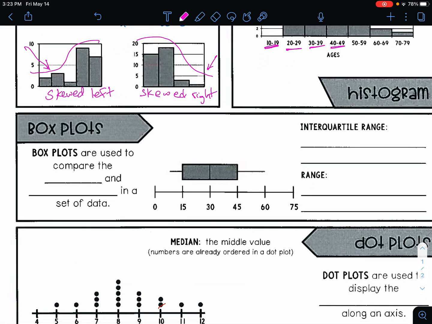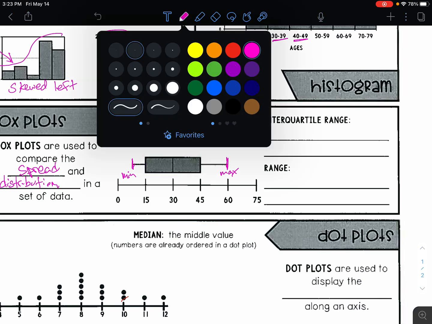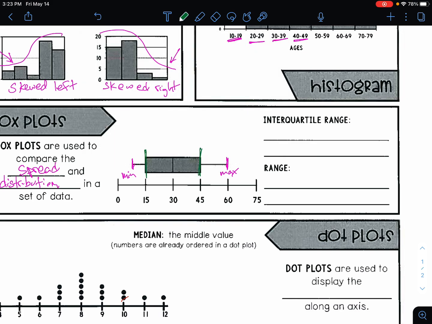Box plots. Box plots are used to show the spread and the distribution in a set of data. So spread and distribution. So, for example, we have this and this. This is called the minimum. This is called the maximum right here. You also have this section right here. Actually, I'll change the color for that one. Let's use green. This one, and you've got the dead center. Let's use red for that one. This is called the median. Median is the middle, also known as the second quartile.